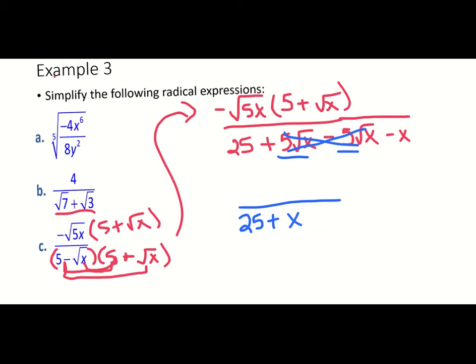And then on the top, we have this negative square root of 5x times 5 plus the square root of x. And we could distribute here, but honestly, it's not going to do anything to help us simplify. So we're just going to leave it as is. Sometimes if you distribute, you can do a little factoring and simplify, but this is factored form. It's not going to help us do anything. So we are done.